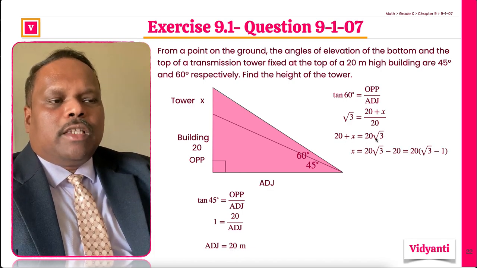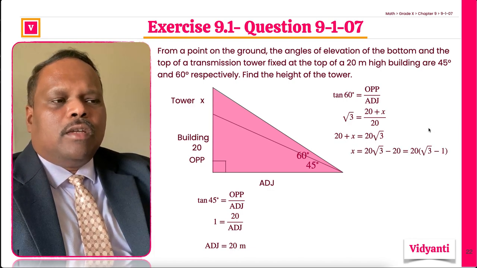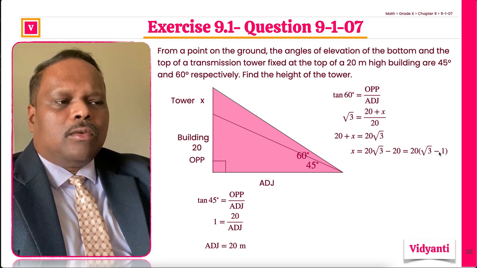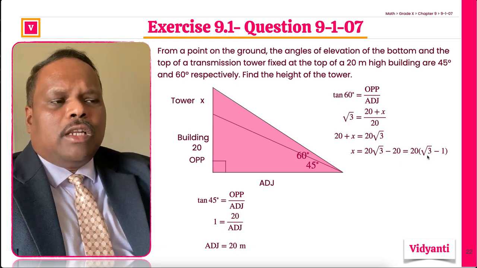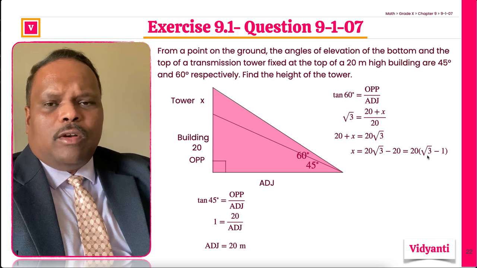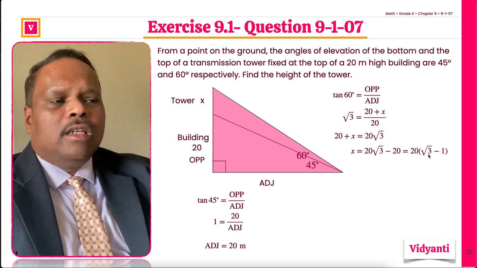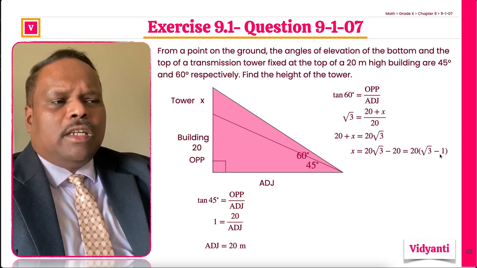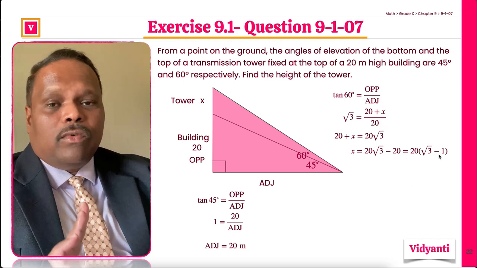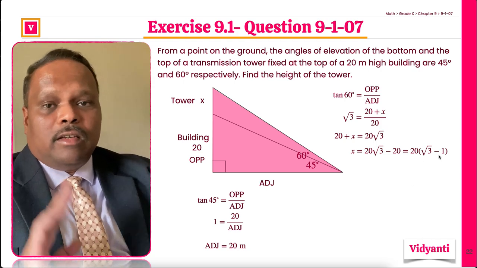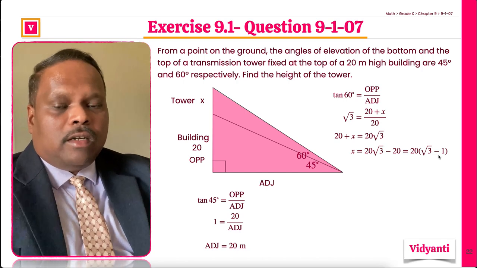So 20 plus x equal to 20 root 3. Now 20 will be taken on this side, 20 and then root 3 minus 1. Now you can leave your answer as it is, absolutely no problem, unless they have given the value of root 3, which is 1.73 approximately. Then you can leave the answer right there if root 3 is not given. That's your final answer in meters. That's it. That's the end of the solution.